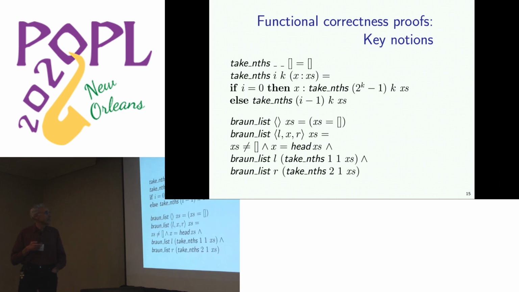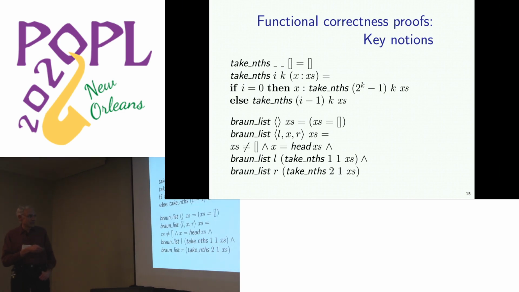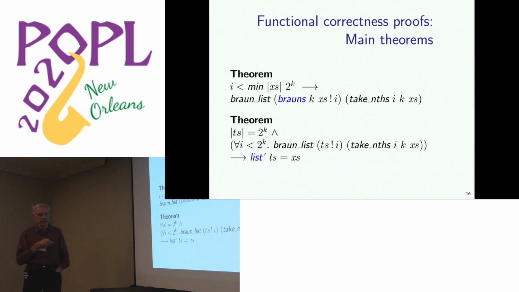And the fact that it's correct, that's the main ingredient that we provide: some notions that allow us to express this correctness. The key one is this Braun list that establishes a correspondence between a Braun tree and a list of elements. And I'm not going to go into it, but once you have those notions, then the proofs are reasonably straightforward, but coming up with those notions is the key ingredient there.